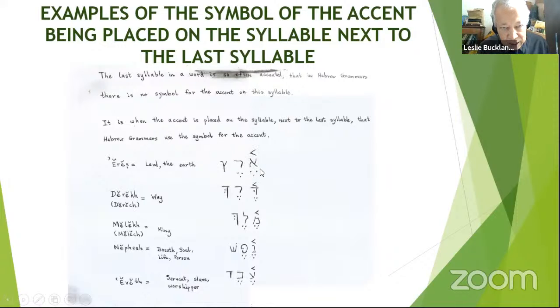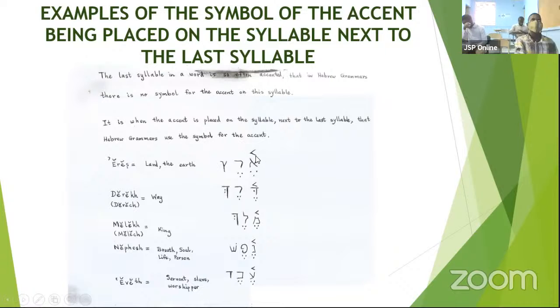This is the syllable immediately before the last syllable. It's a 2-syllable word. E is 1 syllable. Res is the 2nd syllable. Res is the last syllable. Normally, we would think that the accent would be on res. But because it's not on res, but it is on the first syllable, e, then there has to be an accent mark to let you know.